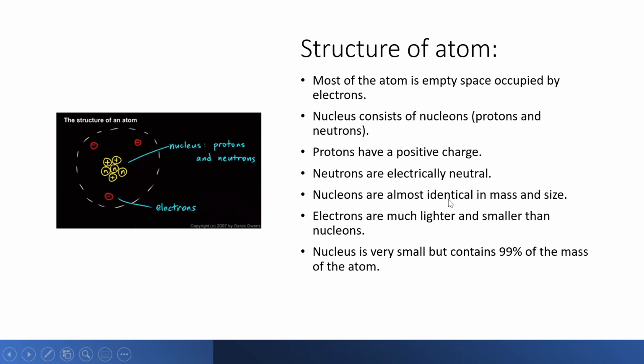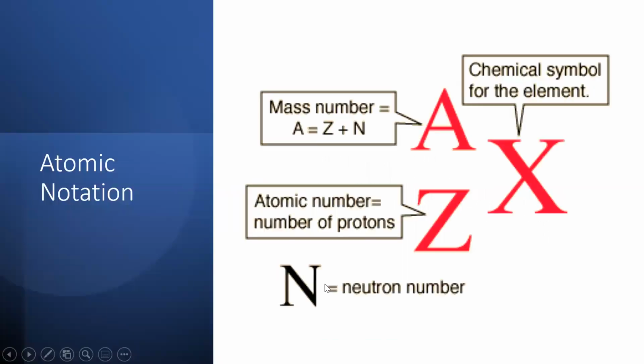Nucleons are almost identical in mass and size. Electrons are much lighter and smaller than nucleons, and therefore when talking about the atomic mass, or mass of an atom, we do not even consider the mass of electrons. The nucleus is very small, but it contains 99% of the mass of the atom.